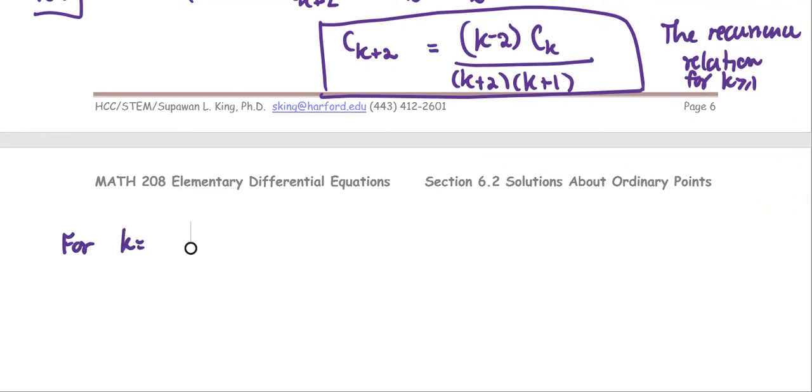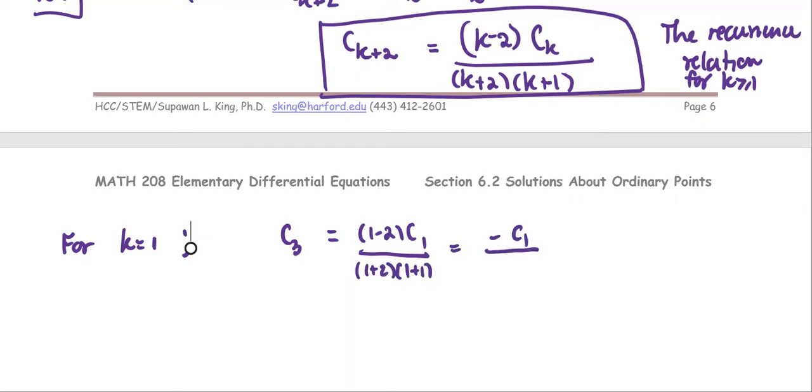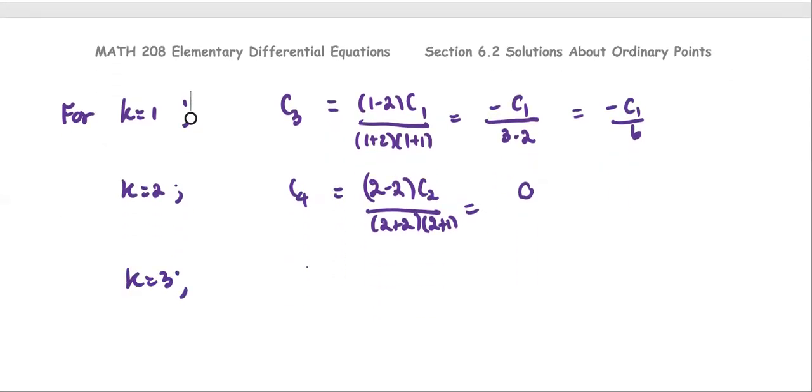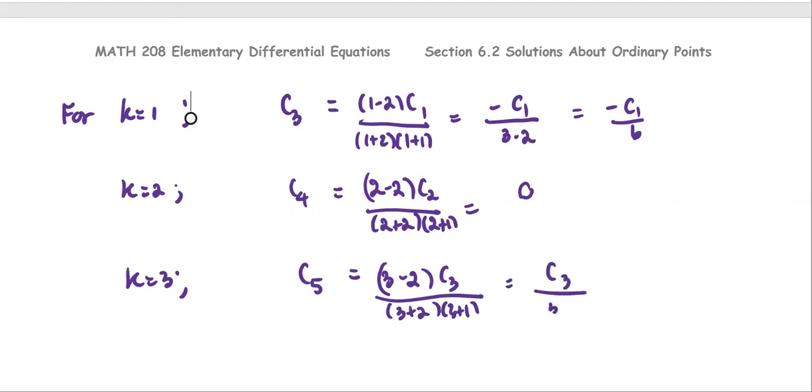For k equals 1, we obtain C3 as (1 minus 2) times C1 over (1 plus 2) times (1 plus 1), or negative C1 divided by 3 times 2, or negative C1 over 6. For k equals 2, we obtain C4 as (2 minus 2) times C2 divided by (2 plus 2) times (2 plus 1), or 0, which is nice. And next, for k equals 3, we obtain C5 as (3 minus 2) times C3 divided by (3 plus 2) times (3 plus 1), or C3 divided by 5 times 4.